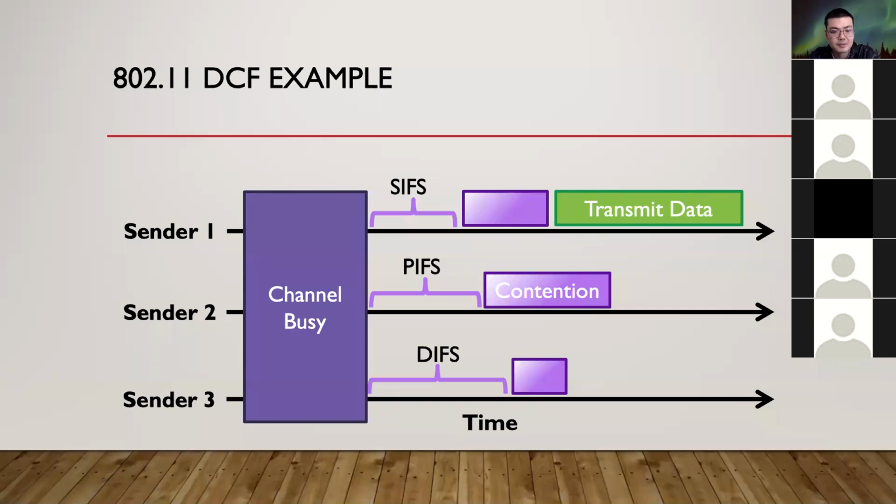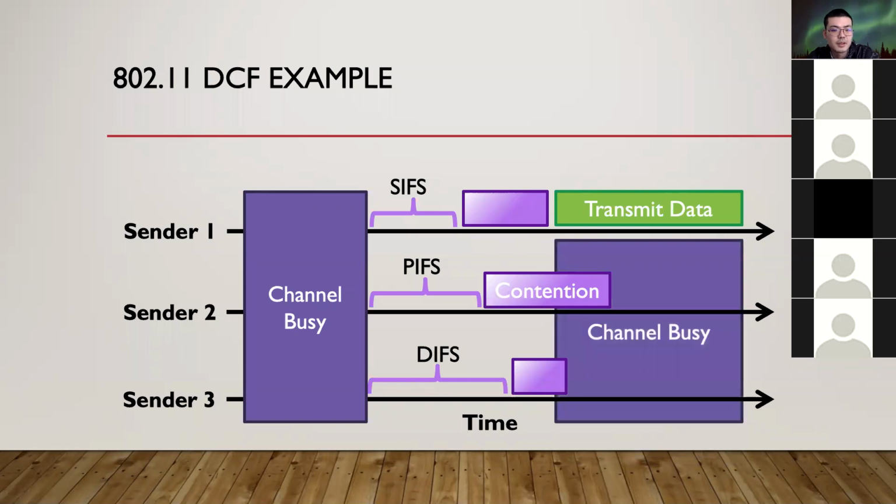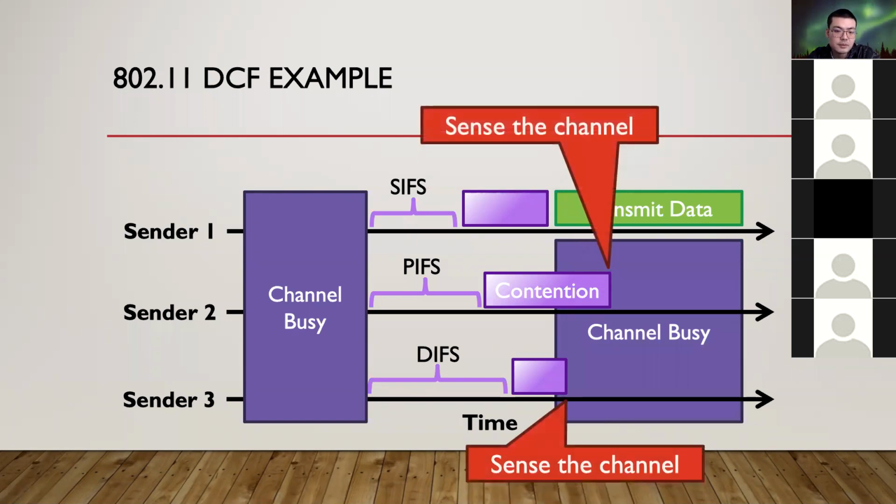So you don't even get a chance to contend between this interframe spacing. Because the channel is busy, only the one that sends succeeds. So this is like they are sensing the channel. But they find it's a CTS from somebody else. They cannot send.